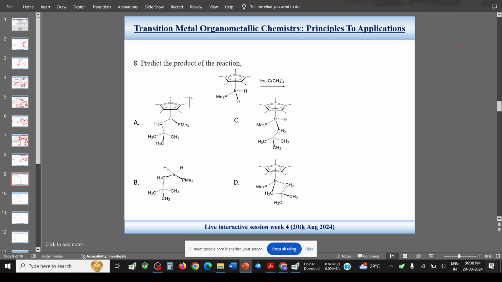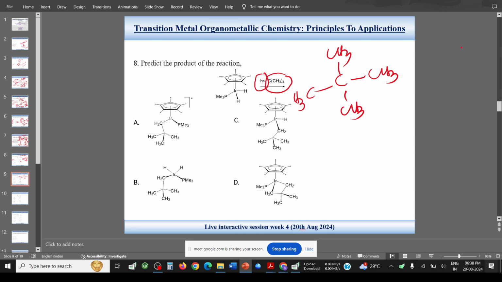Okay, here in this section, it is actually a two-step reaction. First, the application of light, that is h nu. Another is the application of this reagent to the reaction system. What is this? This is CH3, CH3, CH3 and CH3. So addition of these to the h nu.